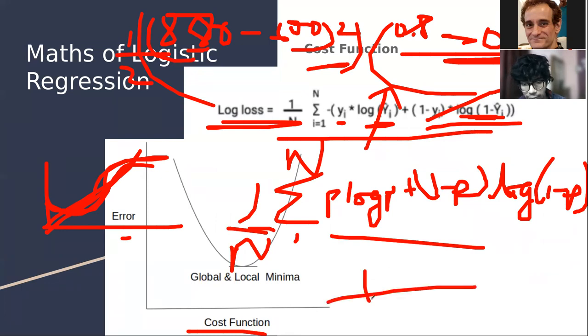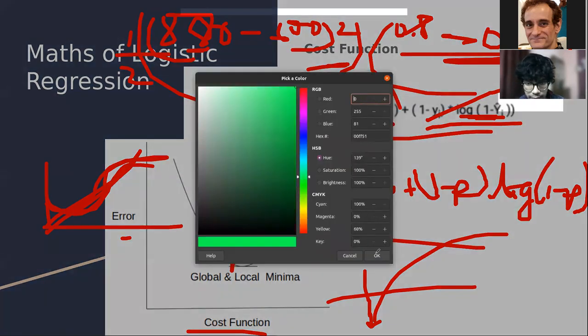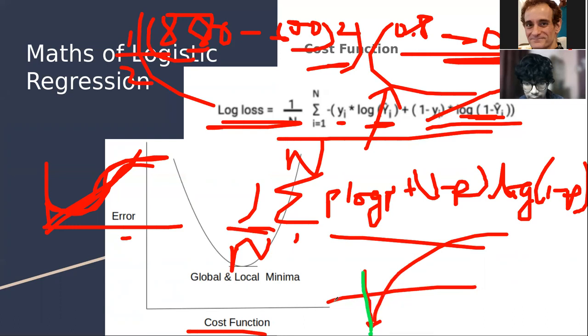What's the curve of log? This is the logarithmic curve, right? How does log approach infinity? When its argument is approaching 0. This is the curve of logarithm. When does log reach the value of 0? Log 1 is always 0, and log 0 is minus infinity.